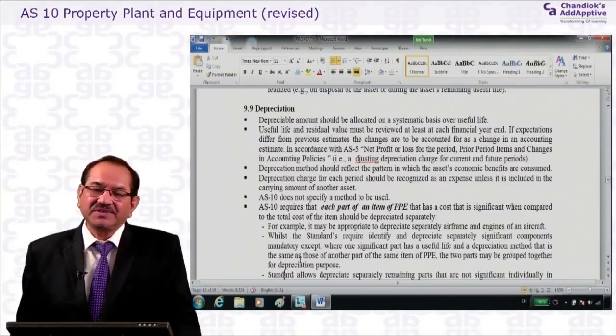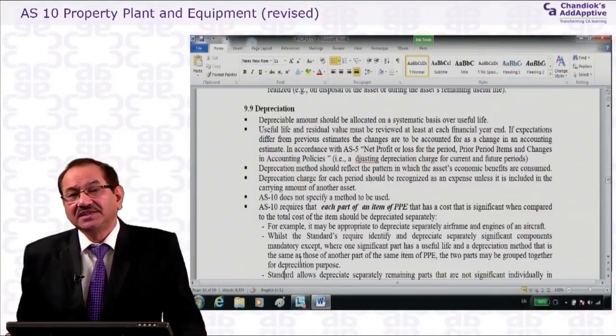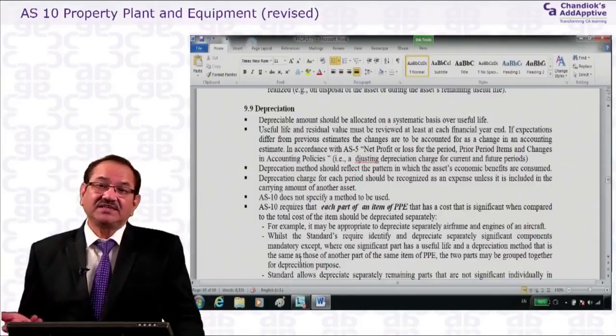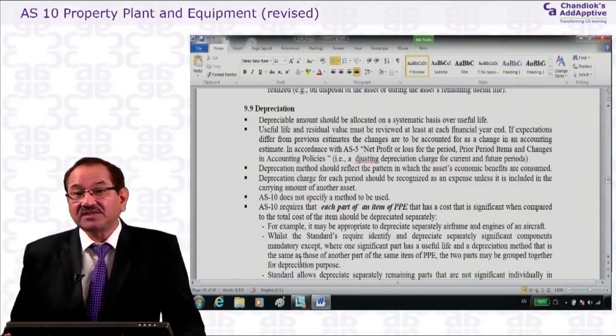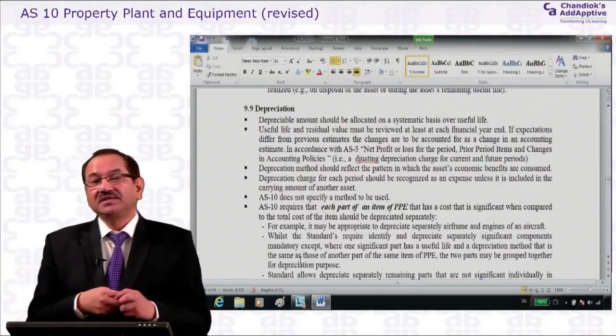And therefore the depreciation is nowhere related to the value of the assets. It is related to the use of the assets. And what is an asset? Asset means that which has got a future benefit. You have a future benefit.